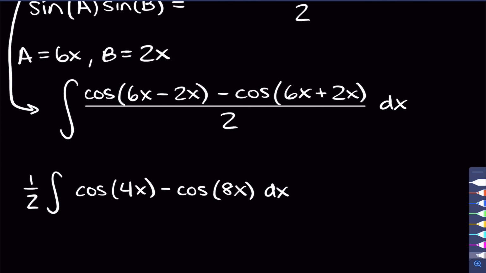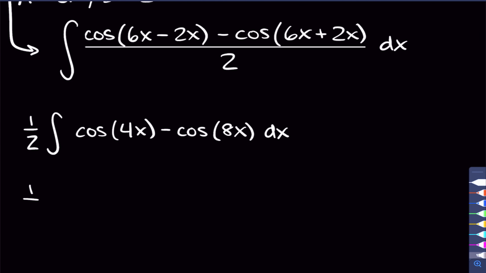So now let's go through and integrate this. Now you can do these integrals with u substitutions, but it's going to be way quicker and I think easier too if you do this in your head. So remember that u substitutions are reverse chain rule. So how do we reverse chain rule for cosine of 4x?